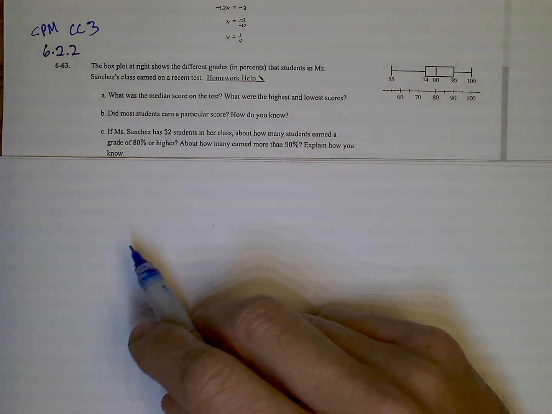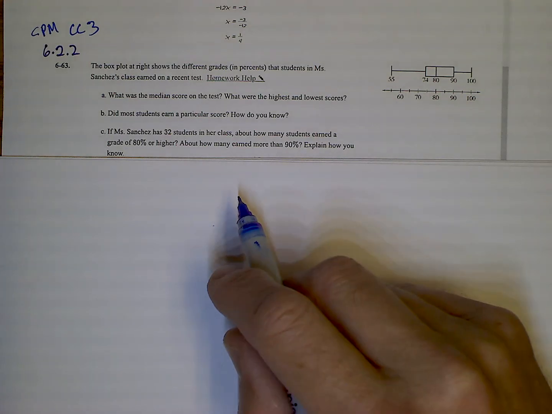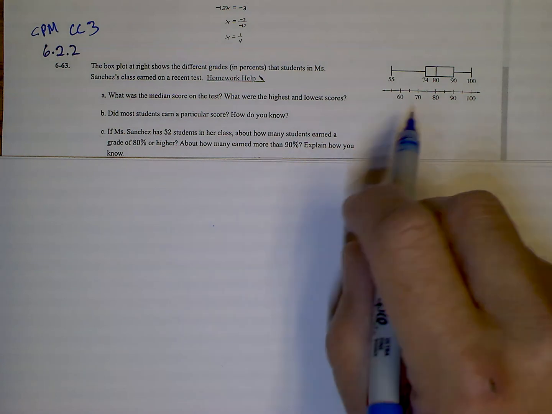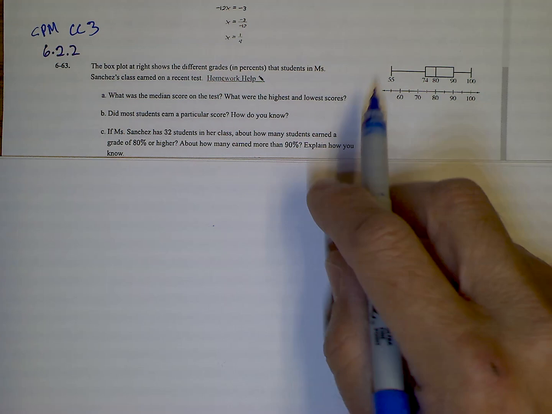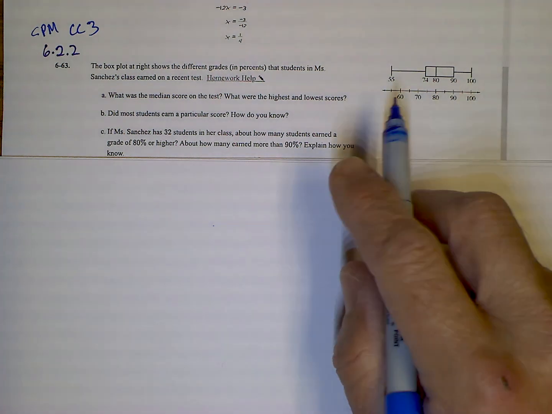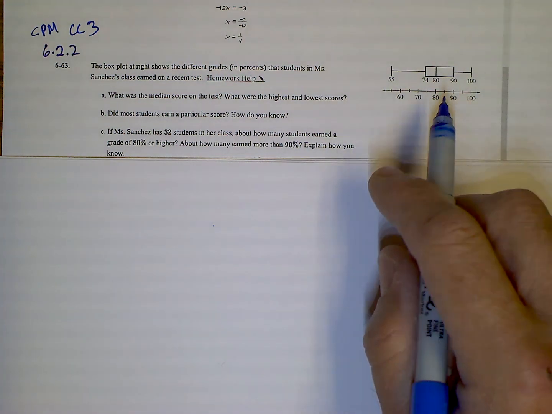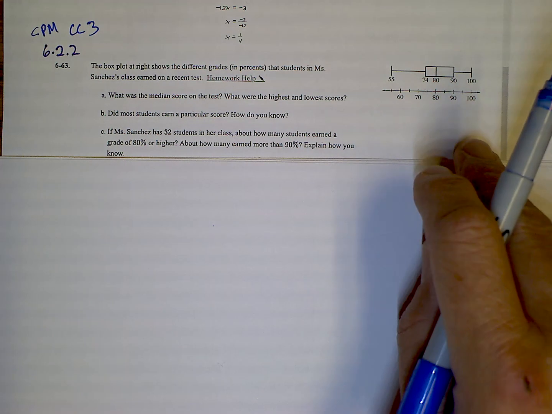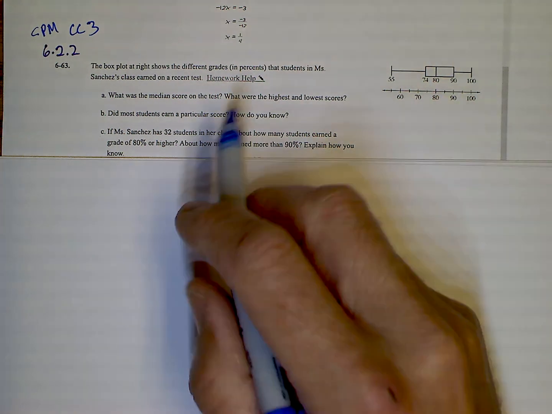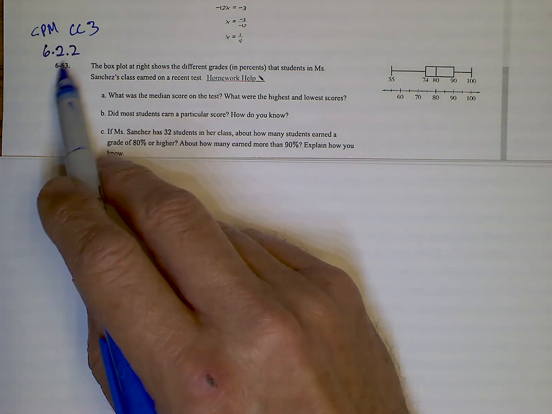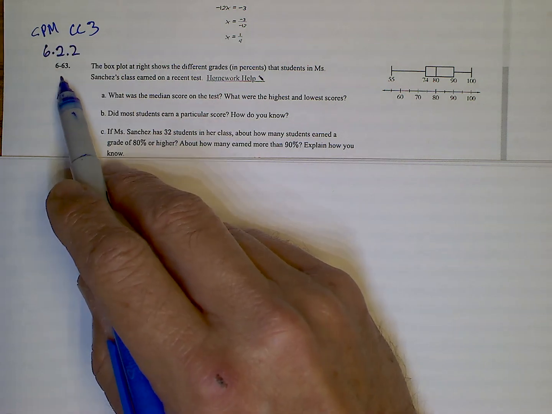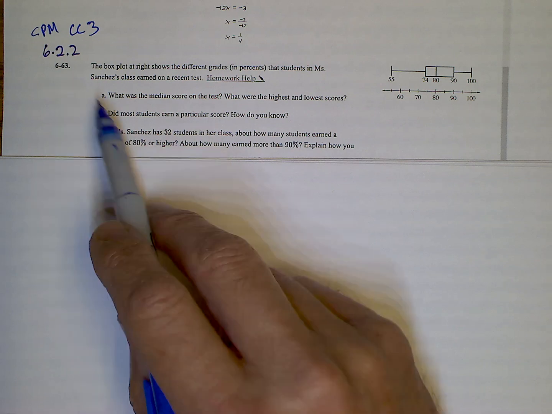We are looking at interpreting a box plot, also known as the box and whisker plot, and looking at the data. So here's our box plot, and interpreting what those numbers mean and what you can actually get from a box plot. So let's read the question. This is from CPM Course 3, CC3, section 6.2.2. This is number 6-63. So here we go.